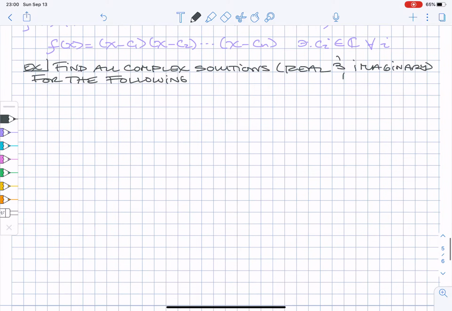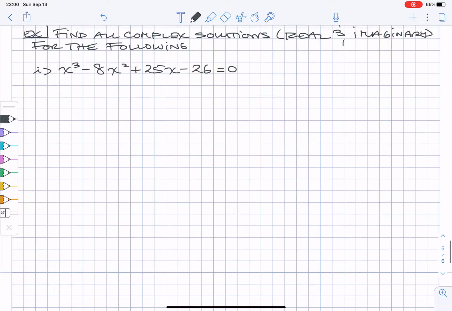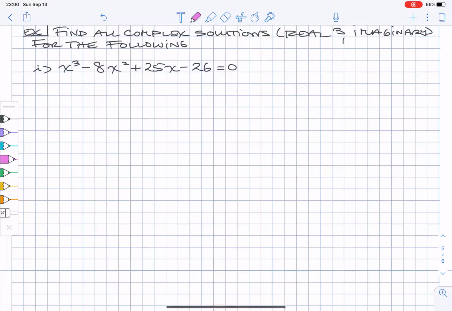So number 1, let's say we have x cubed minus 8x squared plus 25x minus 26 is equal to 0. Okay, so this does not factor by parts or by grouping. So what I'm going to do is look at all possible p's over all possible q's.